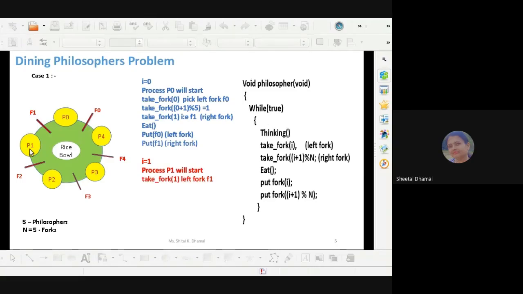So at first this process P1, from this left hand side diagram, you can observe that for P1, the fork F1 is placed on the left hand side of P1, and F2 is placed on the right hand side of P1.